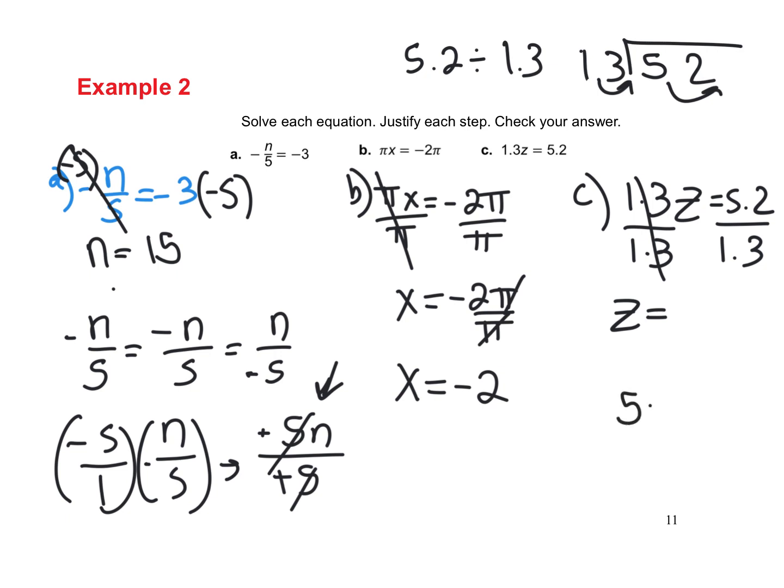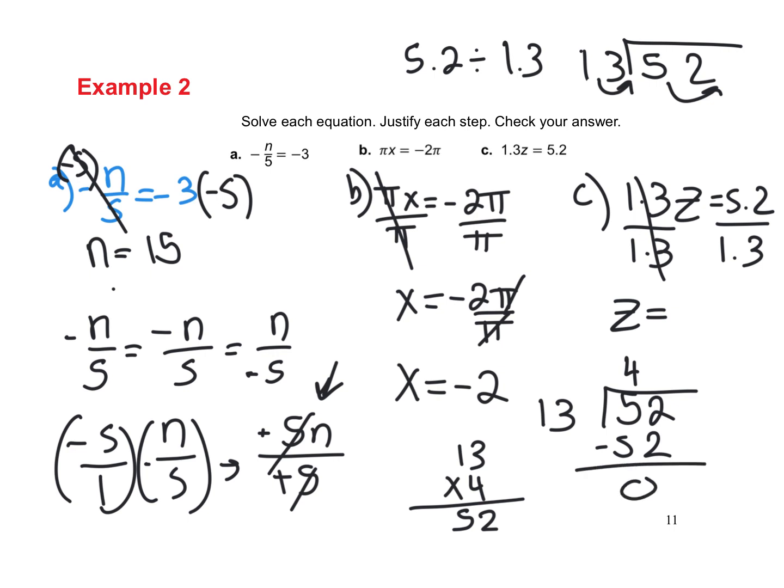So we're left with 52. Sorry, that's a square root sign. 52 divided by 13. I'm going to plug in number 4 to try it out. 13 times 4 is 52. So it works out. Therefore, z is equal to 4.